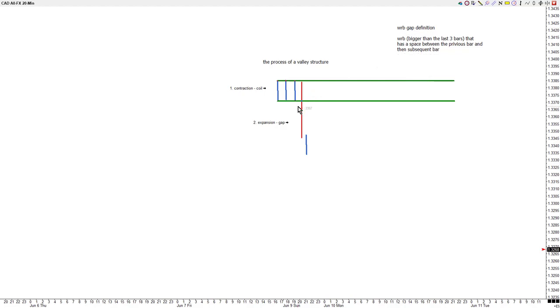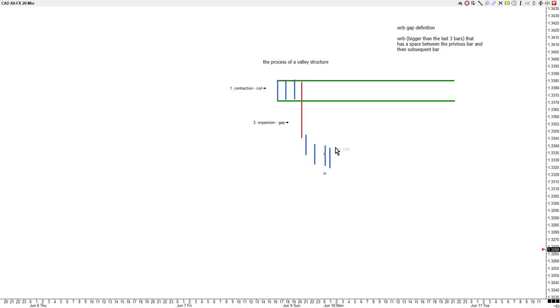Okay, so let's look. That's this. This is a gap. Okay, see, wide range bar. It's bigger than the last three. And notice that there's a space between the previous bar and the subsequent bar. So that's going to be our definition of a gap. Now, what a gap is, it's part of the process of a valley. Right now it's a gap. So it's one of the components of a valley. And so that's step two, okay?